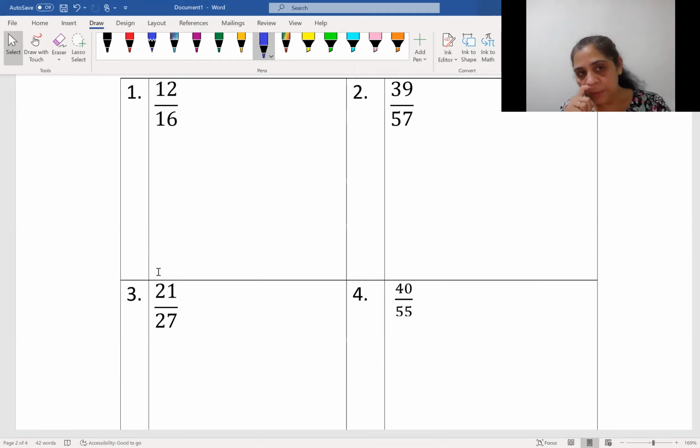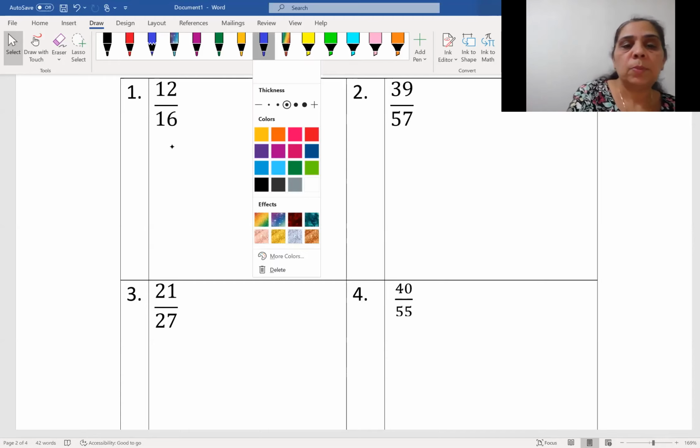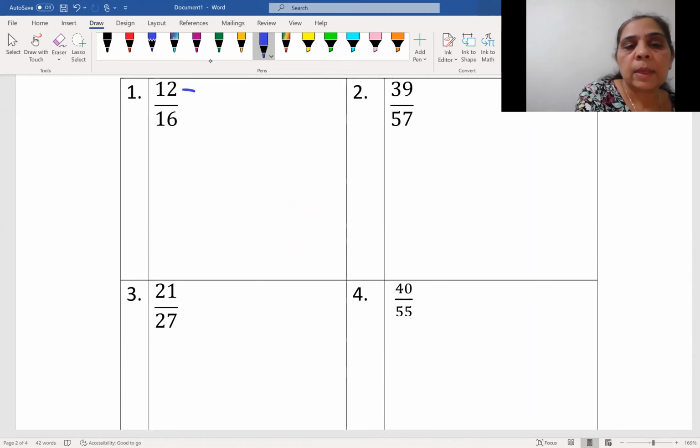So how we use the divisibility rules is, both of them are even numbers, right? If the last digit is 0, 2, 4, 6, or 8, we can always divide by 2. So we can divide both of them by 2. 12 divided by 2 is 6. 16 divided by 2 is 8.